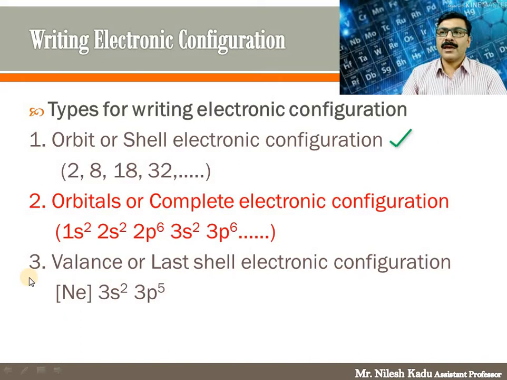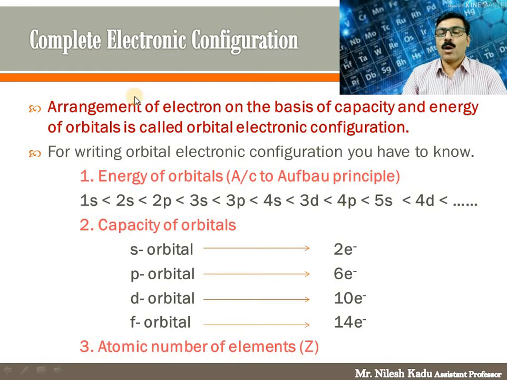Now the third type of writing electronic configuration, and it is valence or last shell or outermost shell electronic configuration, will be learned in the next video lecture. So friends, let's turn to the second type of writing electronic configuration, and it is orbital or complete electronic configuration. Means how to write the orbital or complete electronic configuration of elements.